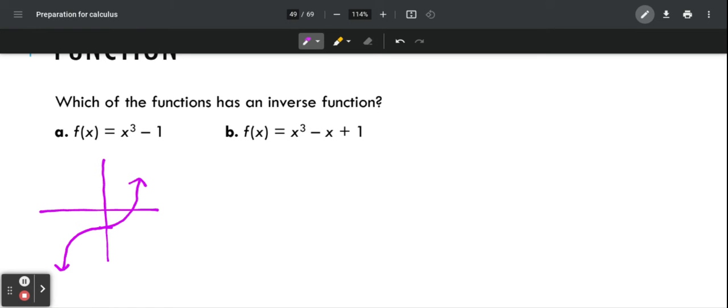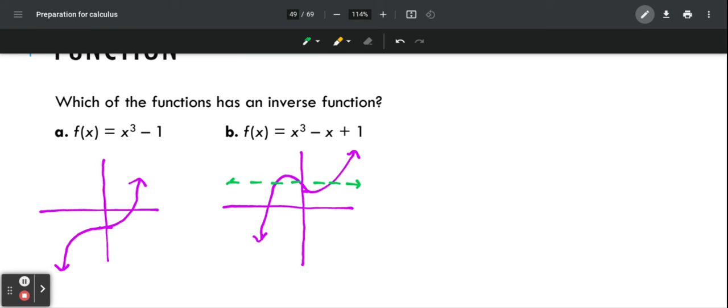And then you were also to graph x cubed minus x plus 1. If you were to sketch a graph of this one, this crosses at +1, and it looks more like this. It's not a great graph, but if you look at these two graphs, you'll notice that in graph B, if you were to draw a horizontal line through the graph, it would pass through that graph several times. So that means that we know that A has an inverse, because the horizontal line would never pass through the graph more than once.